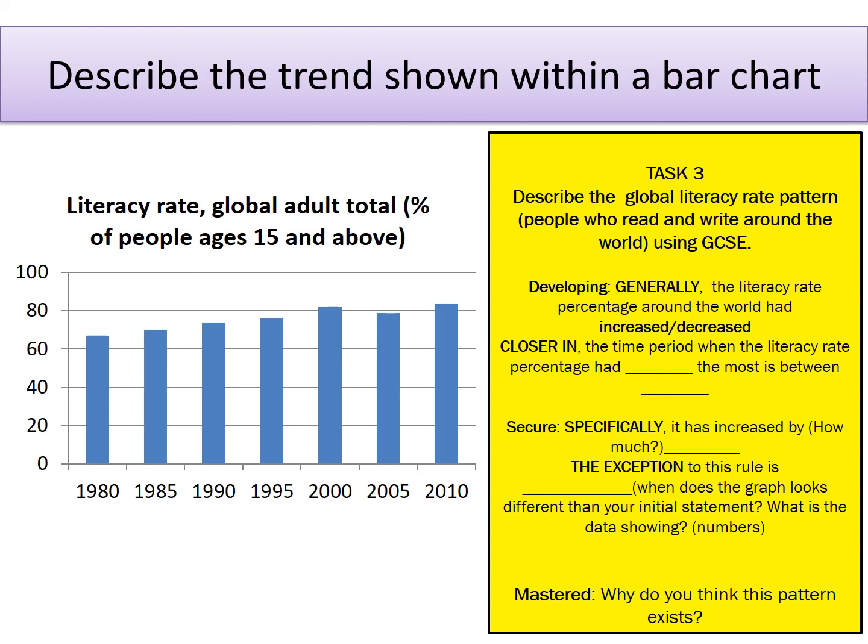Is there anywhere in this graph, anywhere in time when there is an exception to the rule? So for example, if you said that the literacy rate decreased, is there an exception? Is there any time when it has actually increased? What is the data showing? And for the master task, you have to explain why do you think this pattern exists. At the end, make sure you take a picture of your explanation of your GCSE trend description.